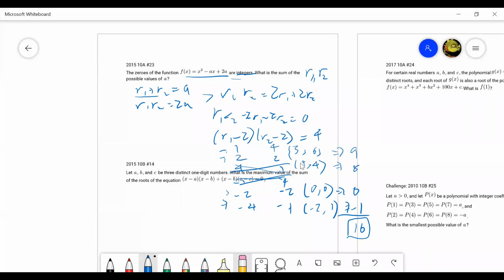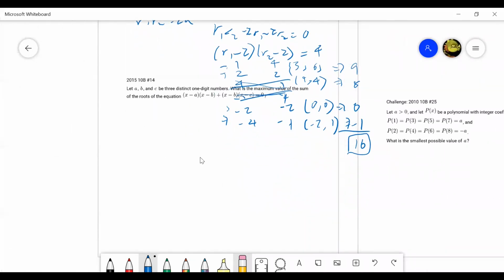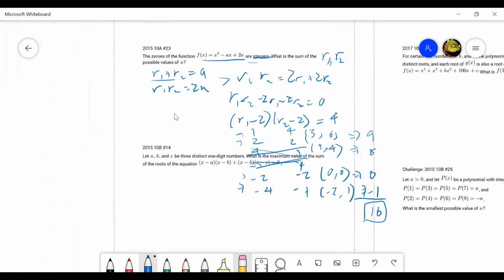So again, this is a neat application of Simon's Favorite Factoring Trick. Hopefully everyone sees just how this can be useful.